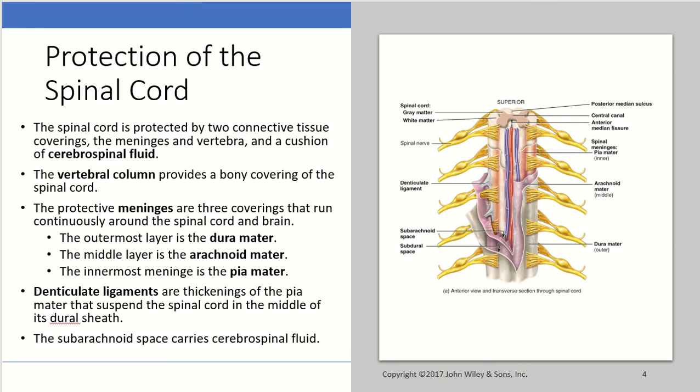So that pia mater is also going to have something called denticulate ligaments, and these are going to be thickenings of that pia mater that are going to be there to help suspend the spinal cord in the middle of that dural sheath. So it's kind of helping to hold it in the middle and stabilize it with those meninges around it. And then beneath our arachnoid mater, in the subarachnoid space, this is where we're going to find that cerebrospinal fluid that's going to offer a little extra cushioning. It's also going to provide some filtration, etc.